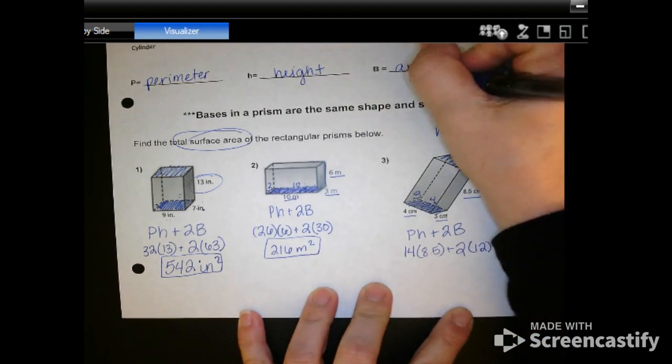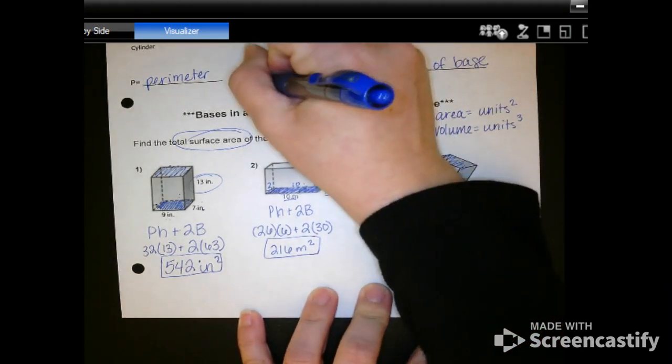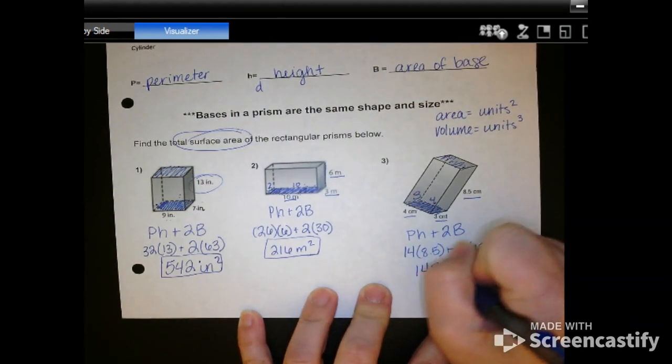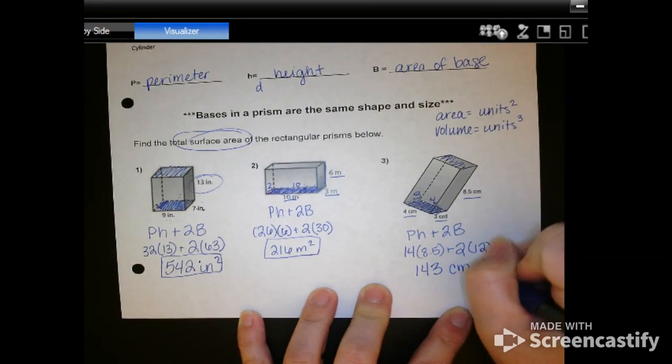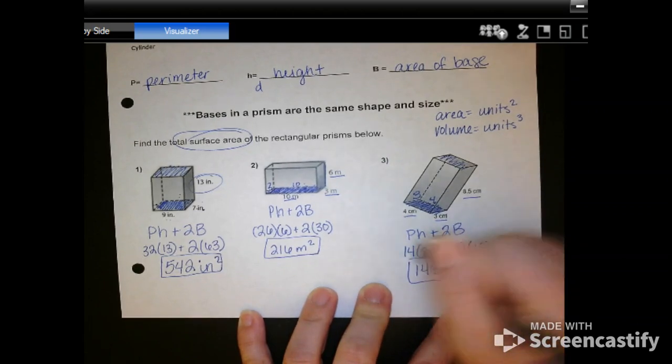Okay, so I heard Wyatt say it. Somebody else tell me what you got. 143. Centimeters squared.